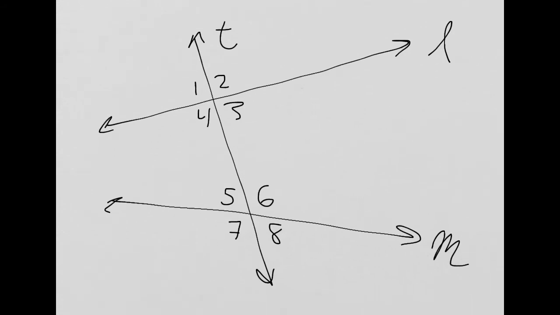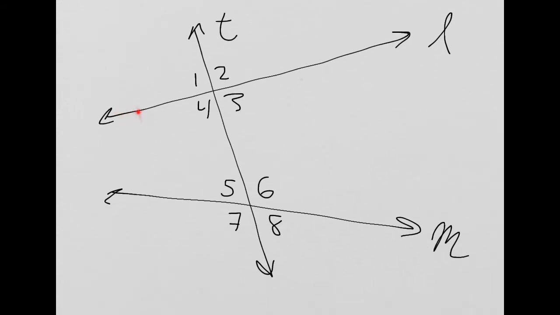So let's go ahead and look at this diagram. We have line L and line M, and these lines are cut in two distinct points by transversal T. So go ahead and try to find a pair of alternate interior angles on this diagram. Go ahead and pause the video, try to find a pair of alternate interior angles.